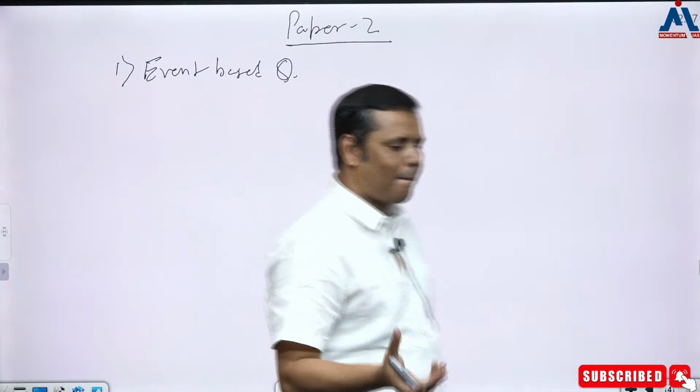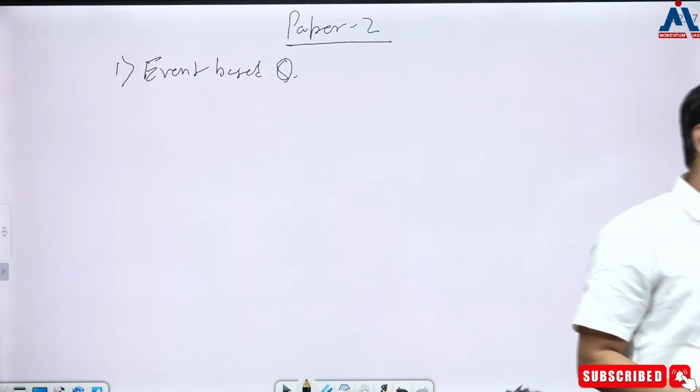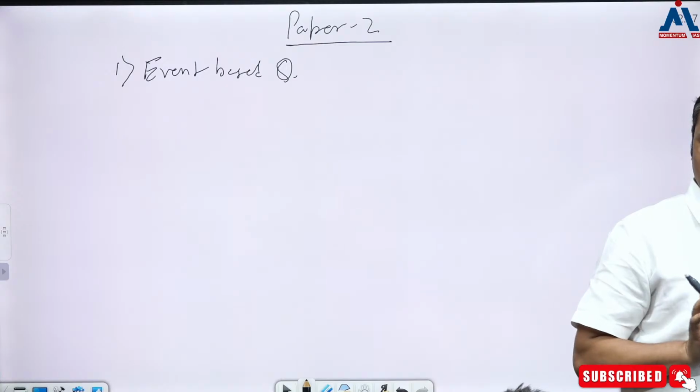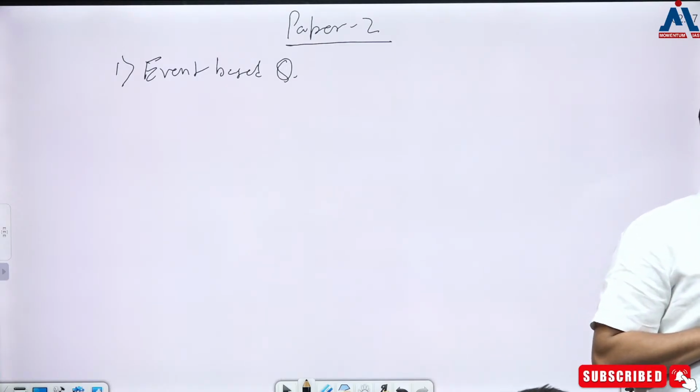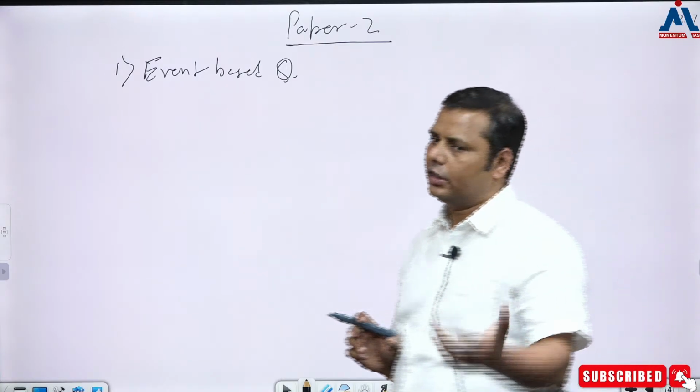Let's say the non-cooperation movement. It is one event and a question may be asked on this. The 1919 reform is there. It's an event for me. Questions may be asked on this.